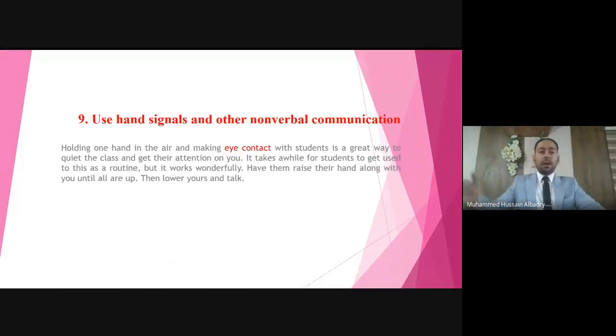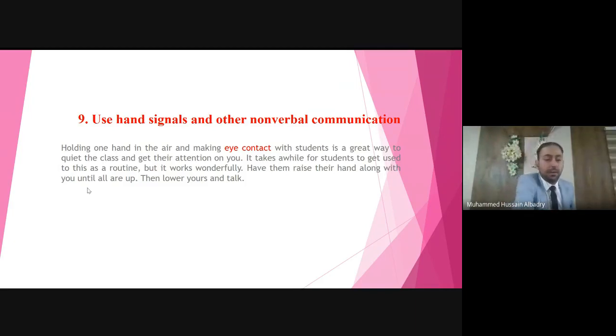Number 9: use hand signals and other non-verbal communication. You are familiar with eye contact, non-verbal communication, and facial expressions. It is very important to use your hands and eye contact. You as a teacher have to use eye contact.